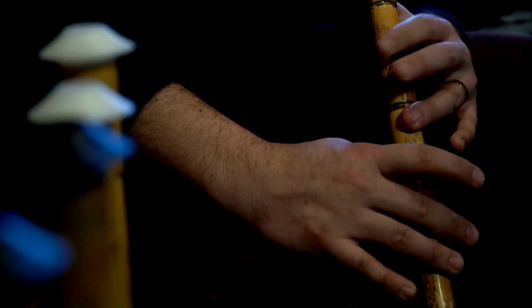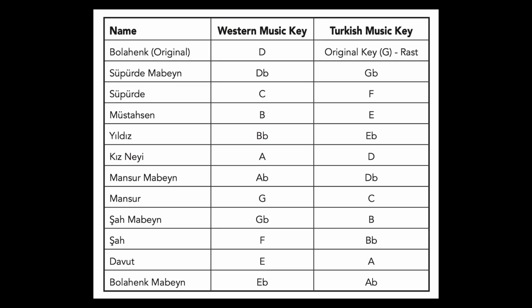So the note la, or A at 440 Hz, corresponded to neva, so re, or D. This system even extends to match human vocal ranges, represented by 12 different types of neys, each corresponding to a half step of Western music. Common ones are mansur, süpürde, bolahenk, and kızney.